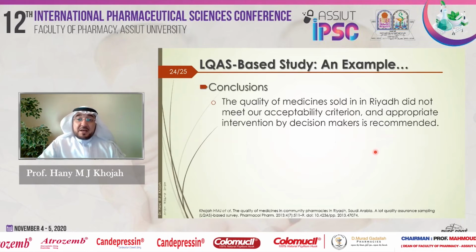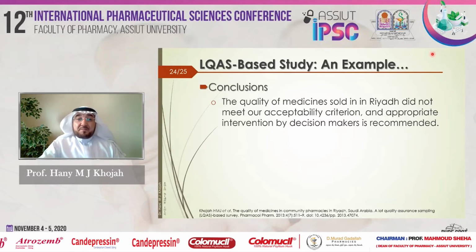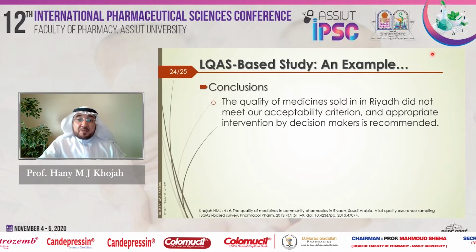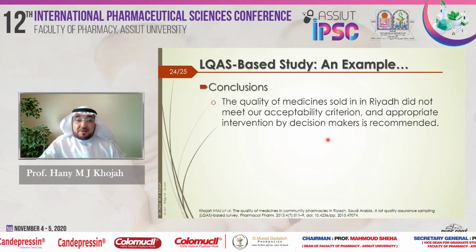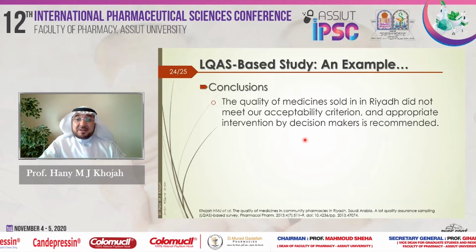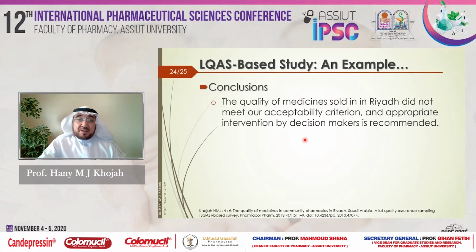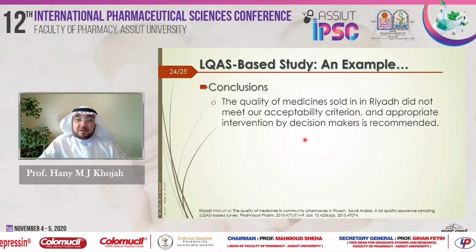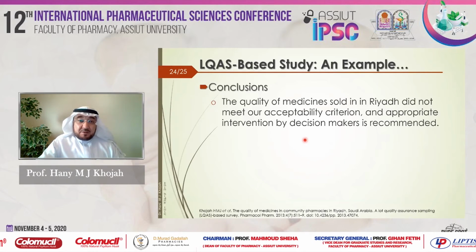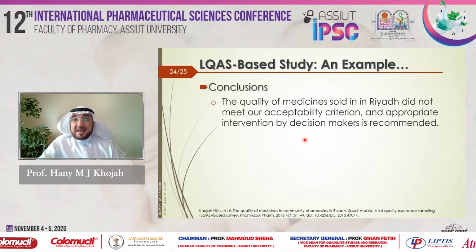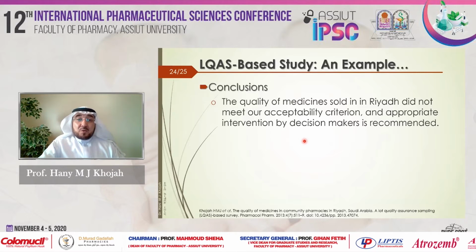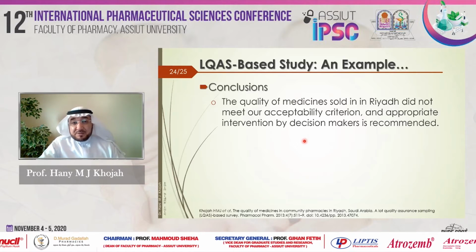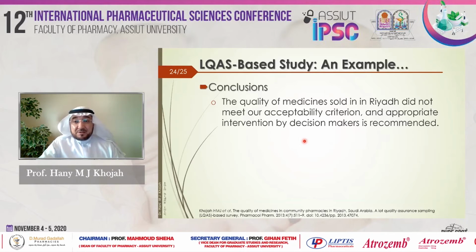Fortunately, this is the final slide. In conclusion, the quality of medicines sold in Riyadh were found to be not meeting the acceptability criterion, which I set for the upper and lower threshold. It means that more than 20% of pharmacies in Riyadh at that time were selling low quality medicine, not counterfeit, but low quality or degraded maybe.